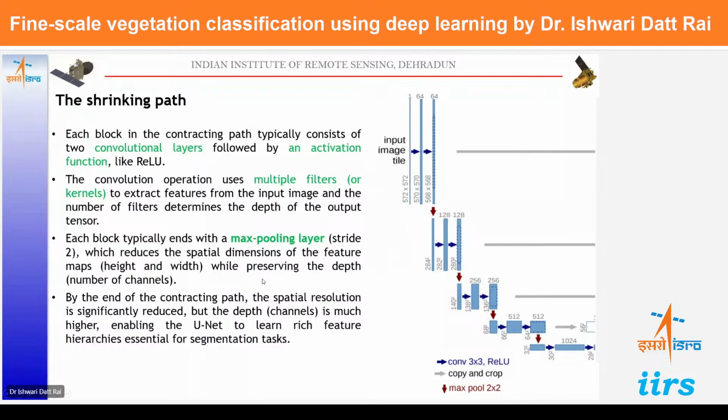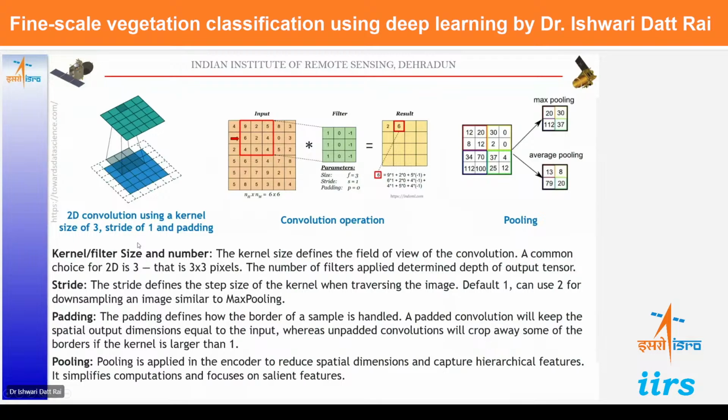To understand the convolutional operations further, this is a 2D convolution using a kernel size of 3, or a 3 by 3 filter, using a stride of 1 pixel. The kernel size defines the field of view of the convolution. One common choice for the 2D convolution is a filter of 3 by 3 pixels. The number of kernels or filters applied in each convolution determines the depth of the output tensors. The stride defines the step size of the kernels when traversing the image. The default is 1.